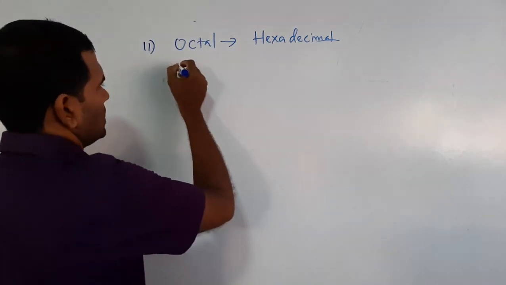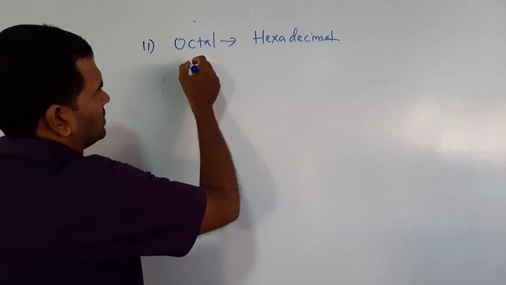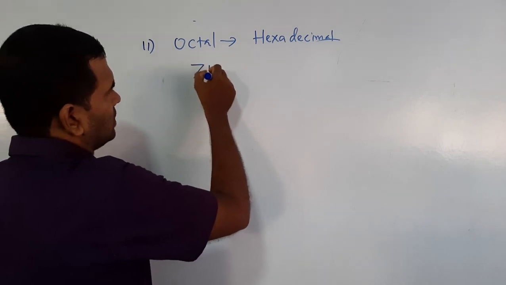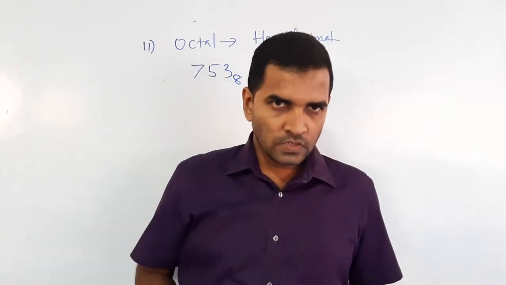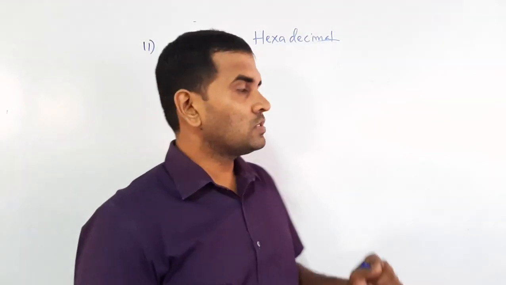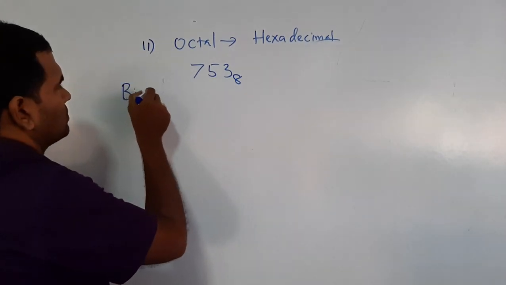So take an example first. I take an octal number first, 753. This is an octal number. Let's convert this to binary first, right? So it has to be converted into binary.